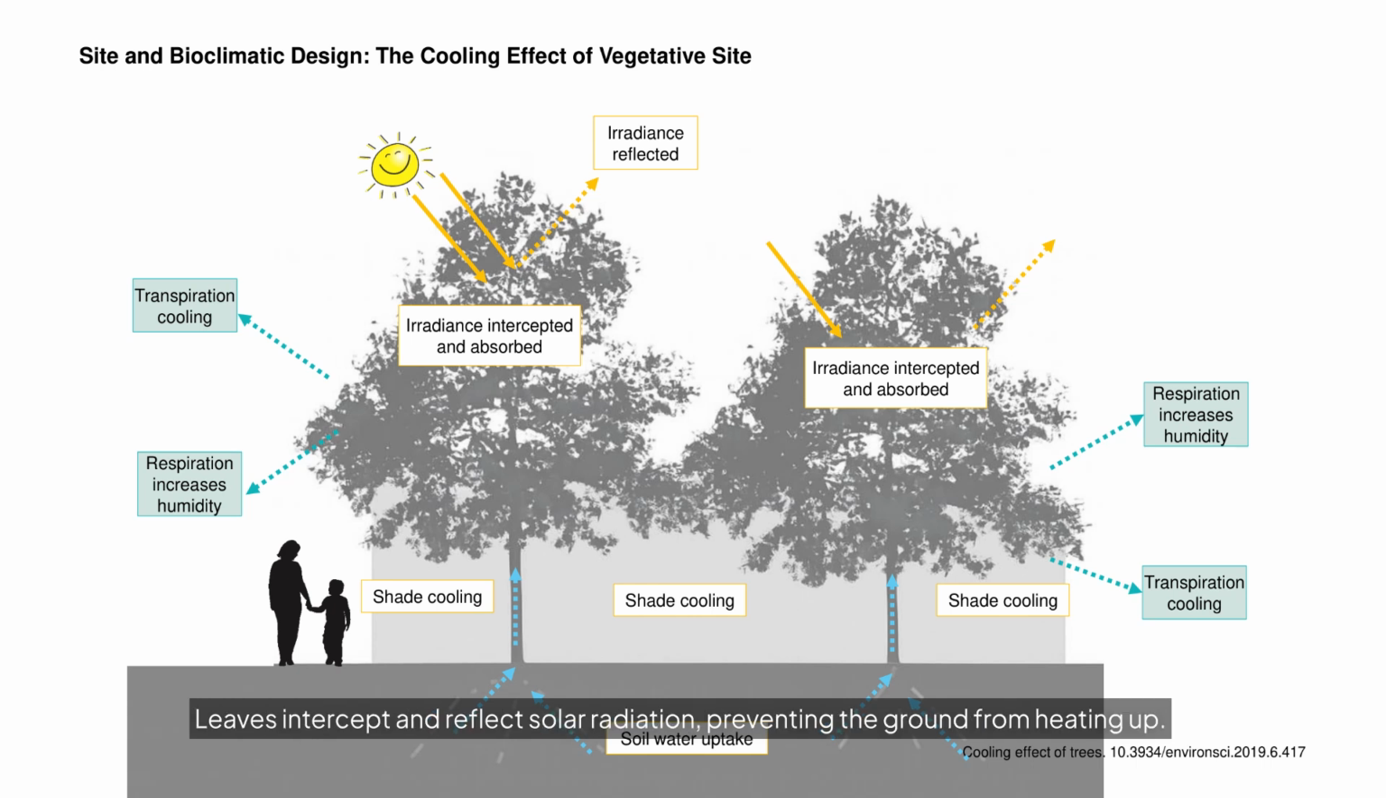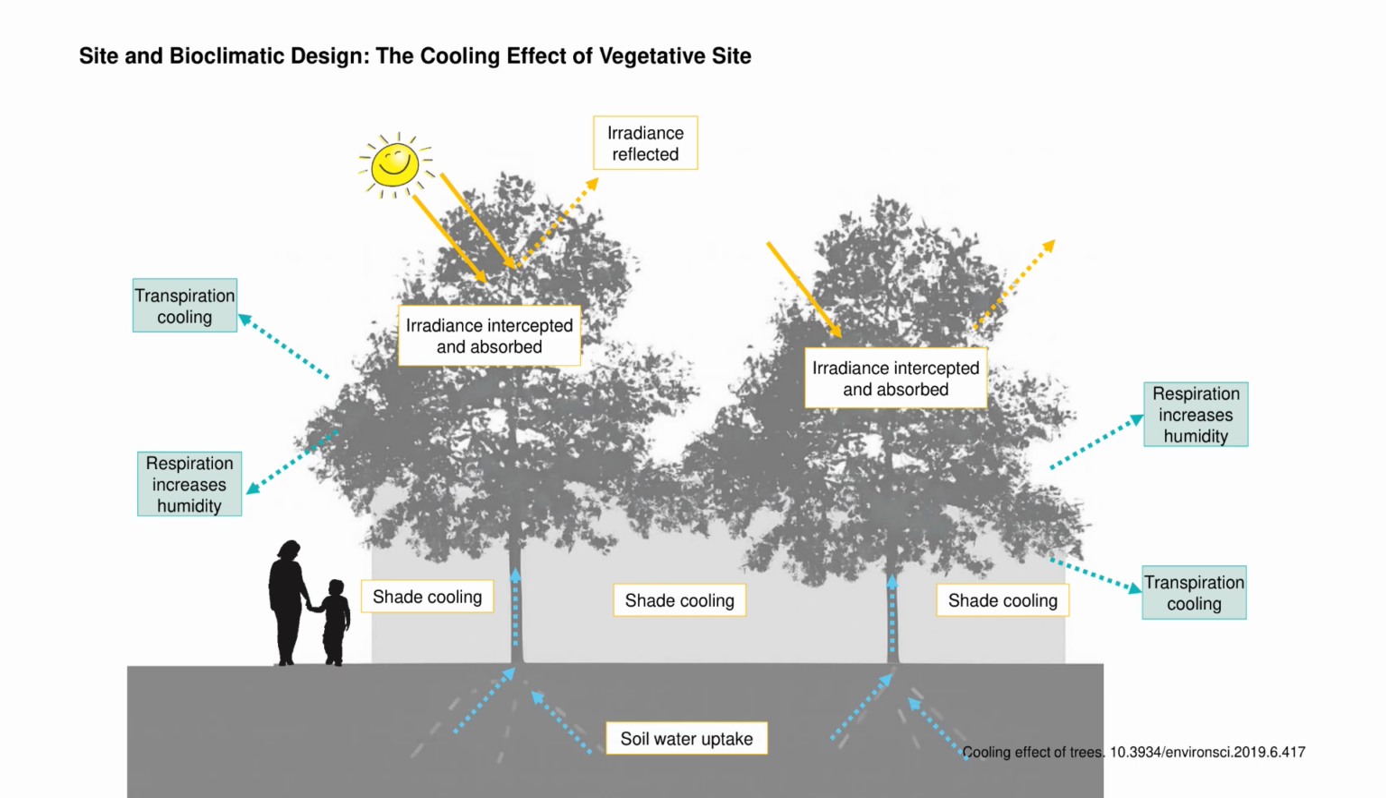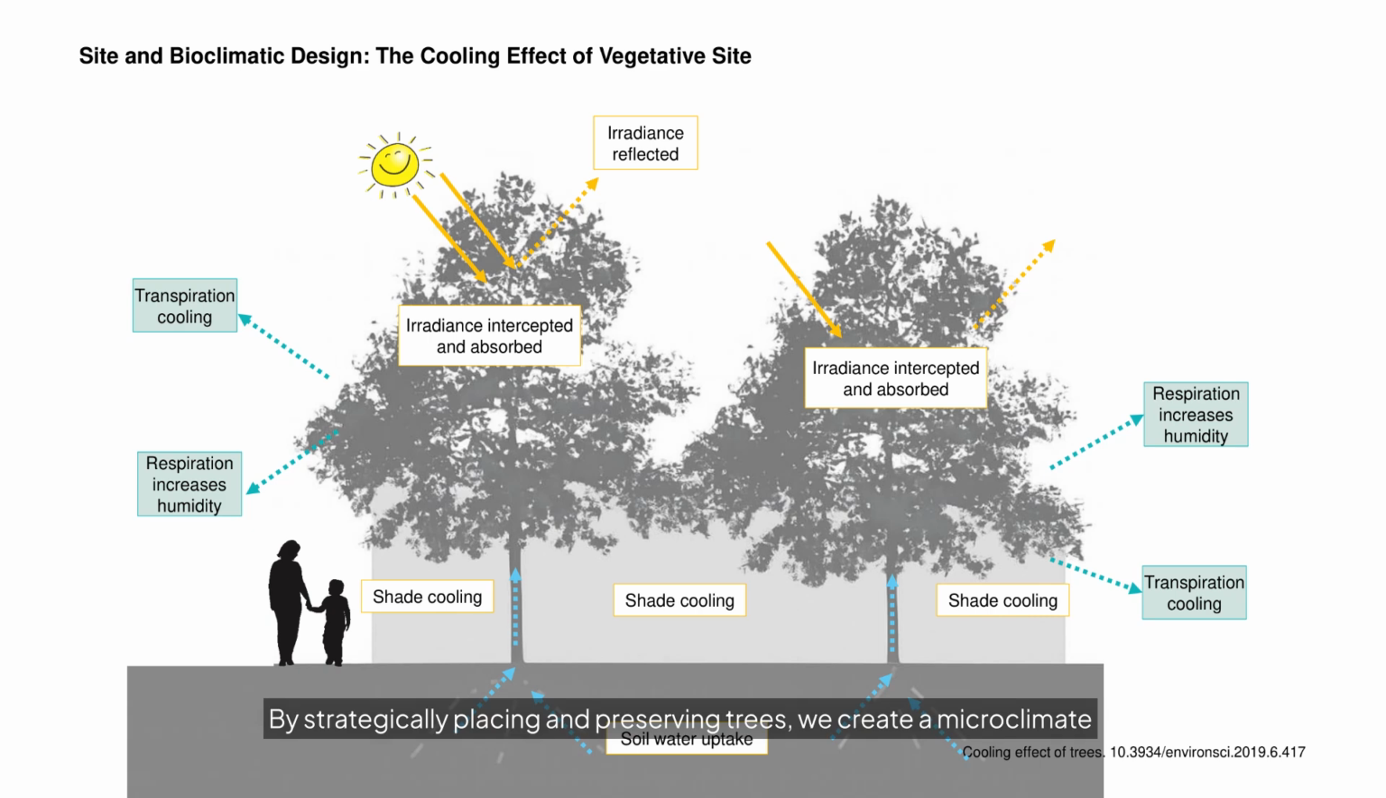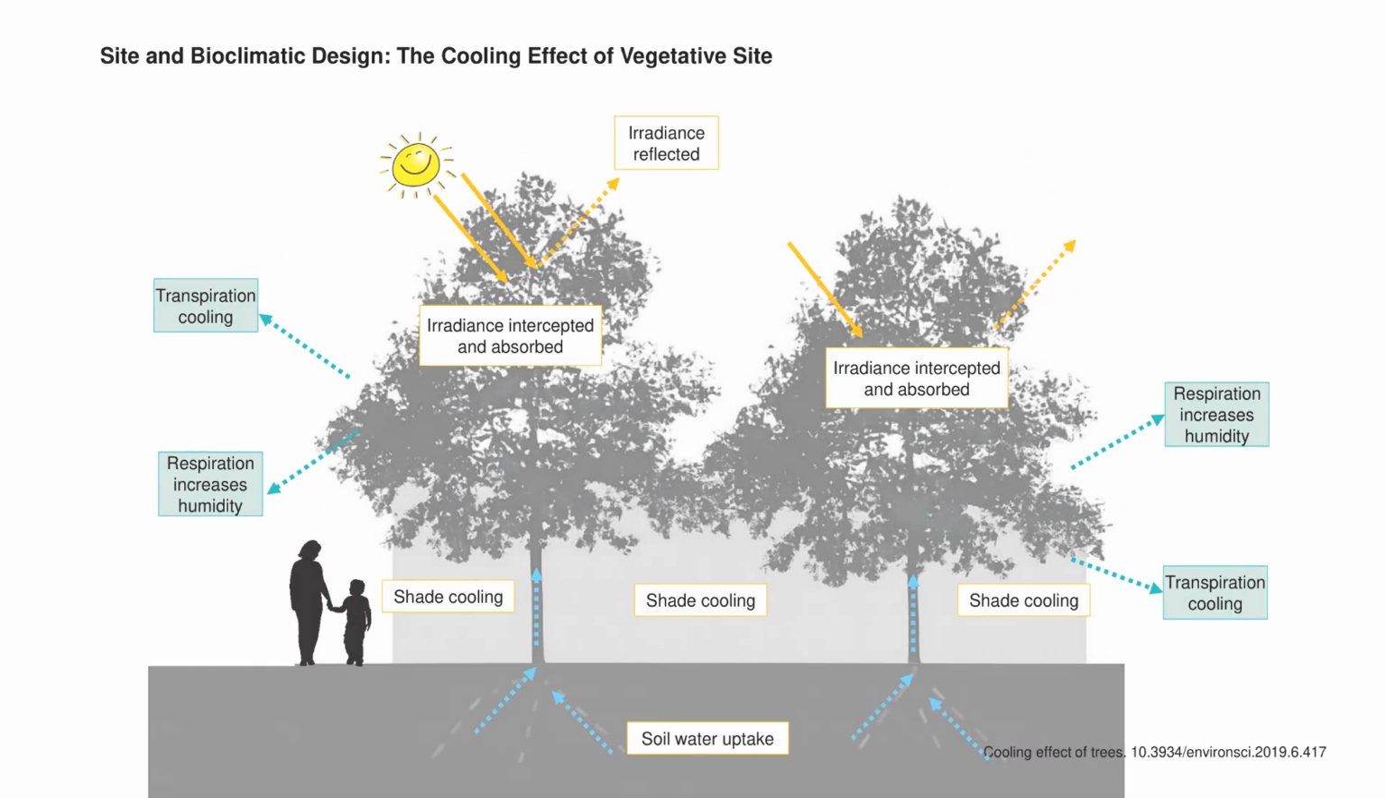The figure in this slide highlights the multiple cooling mechanisms of a tree. Leaves intercept and reflect solar radiation, preventing the ground from heating up. They provide shade and cooling for people and the ground beneath. The water in the soil and leaves further cools the environment through evaporation and transpiration respectively. Planting trees around buildings and open spaces can reduce peak summer temperatures naturally. These vegetative strategies improve outdoor comfort, lower cooling needs for nearby buildings, and even benefit air quality. By strategically placing and preserving trees, we create a microclimate where nature itself provides much of the cooling.